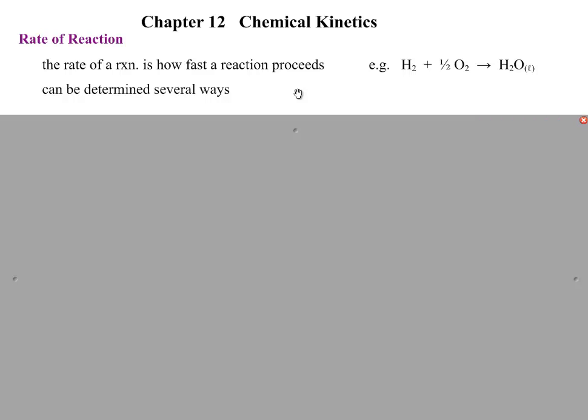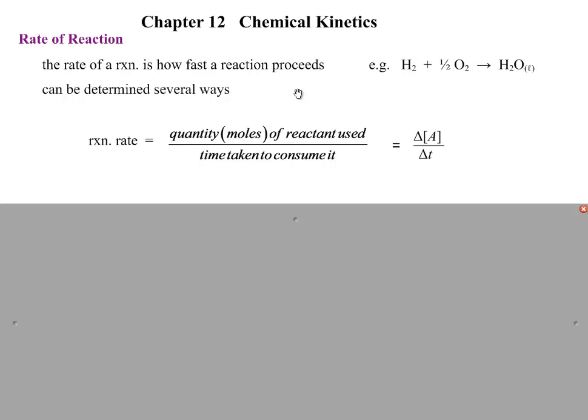So if we're looking at a reaction of hydrogen plus oxygen going to water, we can look at how fast this rate occurs in a couple of ways. One way we can look at it is to look at how fast reactants are used up and the amount of time that happens. And so we're looking at the change in concentration over the change in time. A here would be the concentration of one of the reactants.